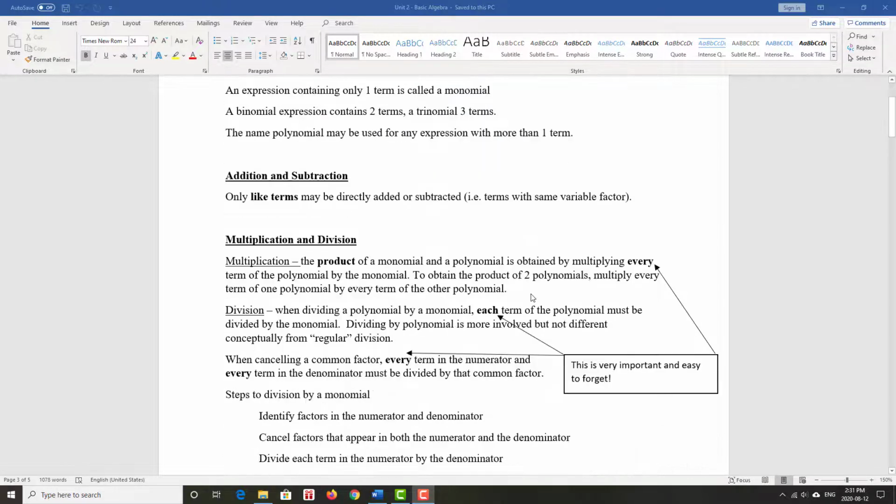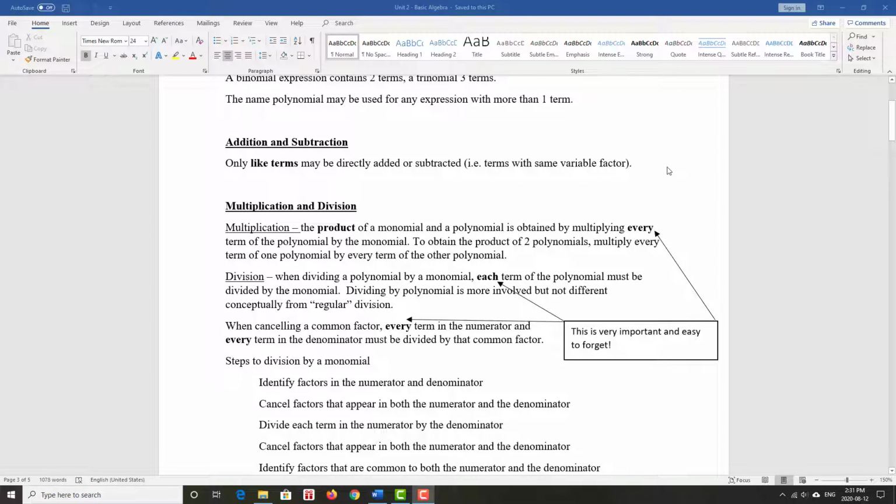When you go to add and subtract these items, only like terms can be added and subtracted, right? So A's are added with other A's, B's added with other B's. So 3A plus 2A is 5A. 5B minus 1B is 4B. Okay, that kind of thinking.